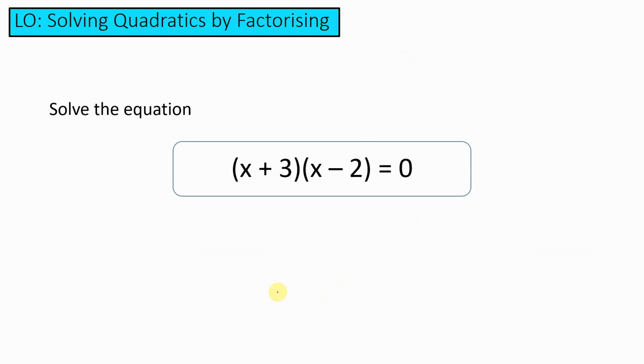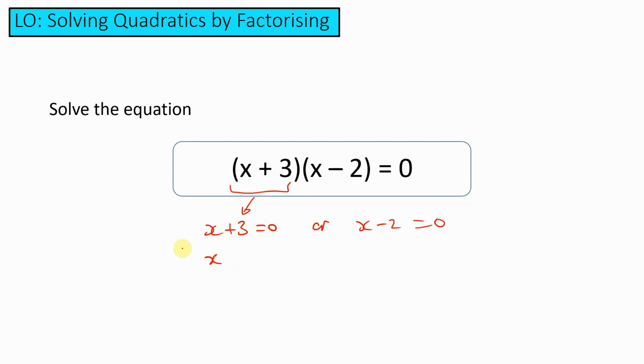So, if you can think to yourself before I go through these, that would be great. What would be the solution to this? So I've already factorized it for you. What would be the two solutions to this? Okay, so I know it's either going to be when x plus 3 equals 0, or when x minus 2 equals 0.